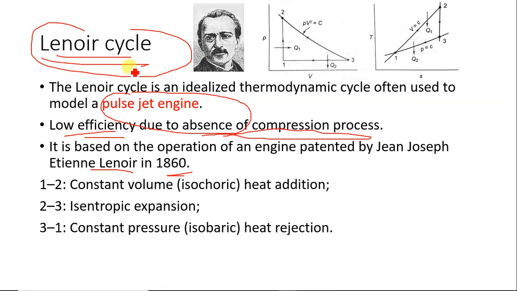Now what are the processes in the Lenoir cycle? 1 to 2 is constant volume heat addition. Then 2 to 3 is isentropic expansion. Then 3 to 1 is constant pressure heat rejection. So this is basically the Lenoir cycle. What is the application? The main application of this one is the pulse jet engine. And here you have to remember that the compression process is absent, and because of that the efficiency of this cycle is less.